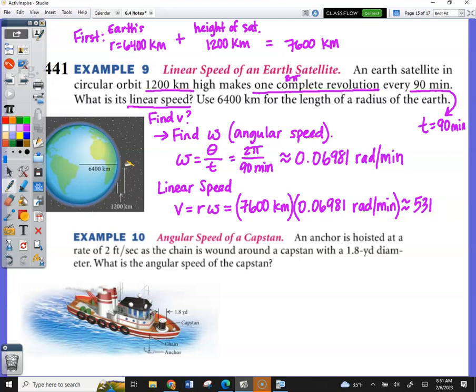Now look at what you were just talking about. It said to find what? Linear speed. So don't come over here and start talking about radians. Linear would be car from A to B, right? So that means it should be some type of linear measurement. Inches, feet, miles, yards, kilometers, meters. Okay, so look at your units of measurement. This is why it's helpful to write it on here. It would be kilometers per time, minutes. So kilometers per minute. And that's the answer. So the satellite is rotating 531 kilometers every minute.